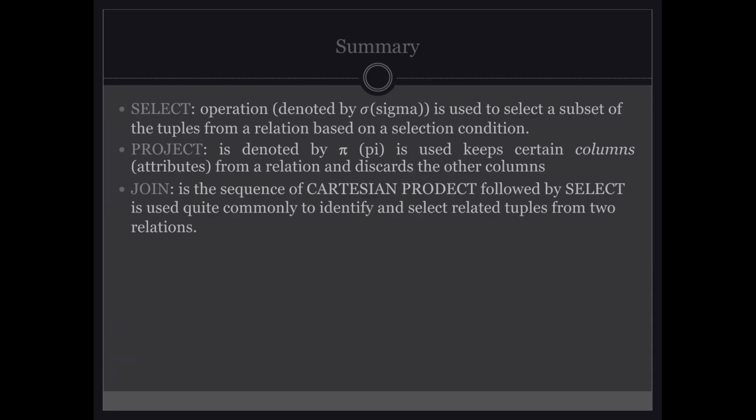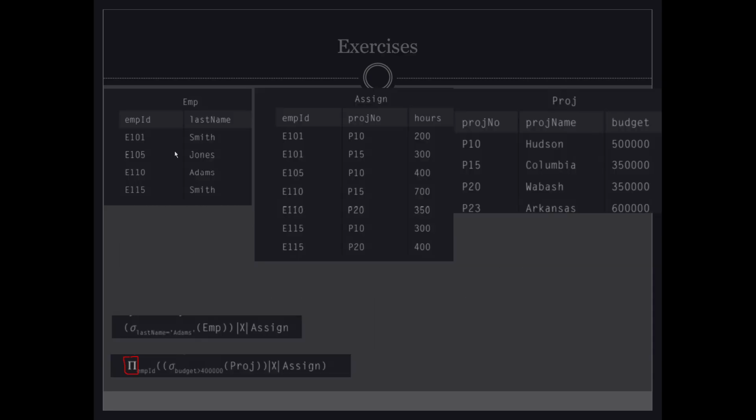A couple of exercises here, followed by a summary. Okay, so let's solve them. We have a selection applied on the employee table. Oh, I forgot to remove that. It's from a previous take.